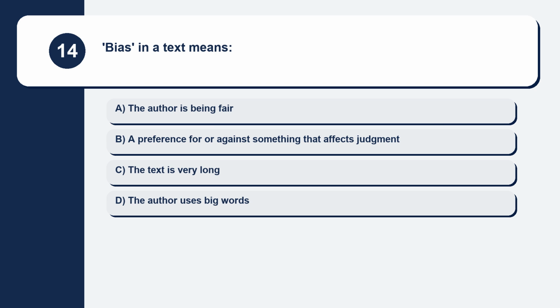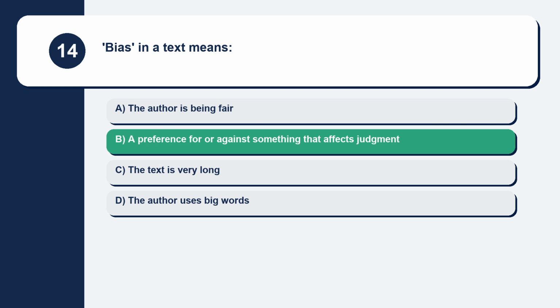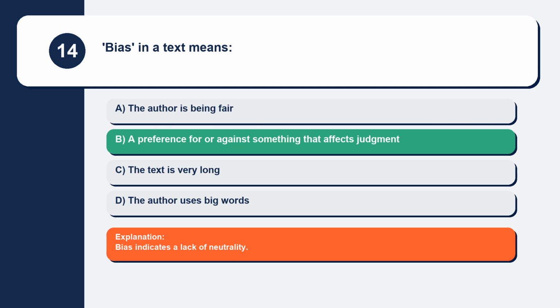Question 14. Bias in a text means the author is being fair. A preference for or against something that affects judgment. The text is very long. The author uses big words. Bias indicates a lack of neutrality.